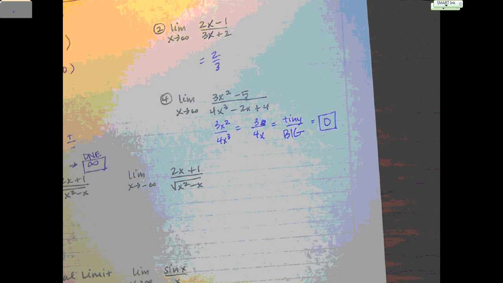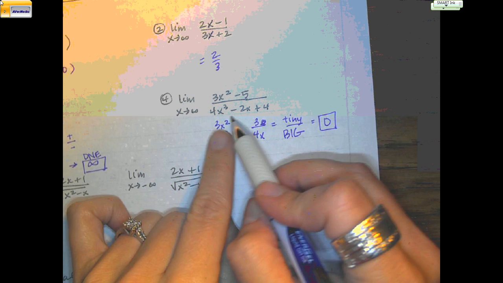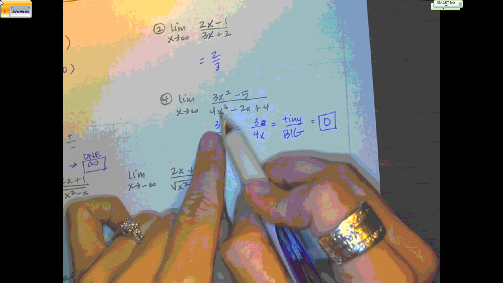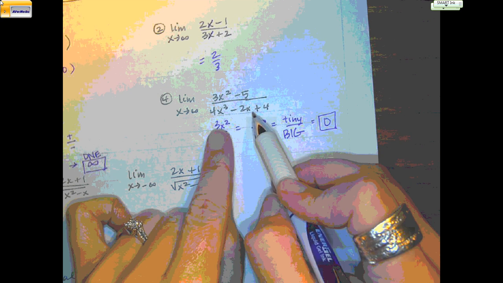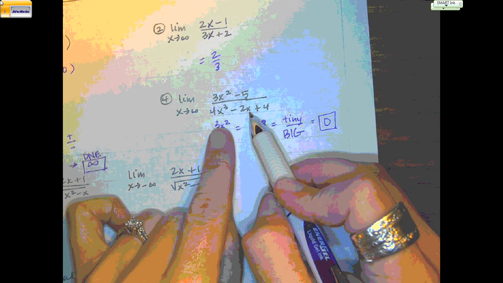I'm just checking my notes to make sure I've said everything I want to say. I don't want to skip over something. 2x wouldn't be included with 4x cubed. Because if you're taking infinity to the 3rd power, then this infinity is not going to affect it that much. You know what I'm saying?